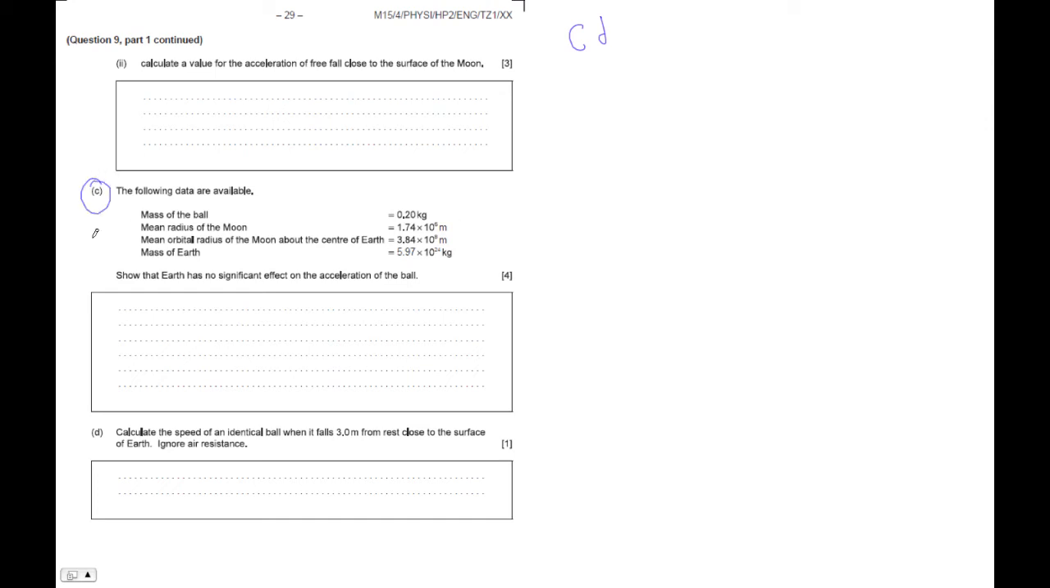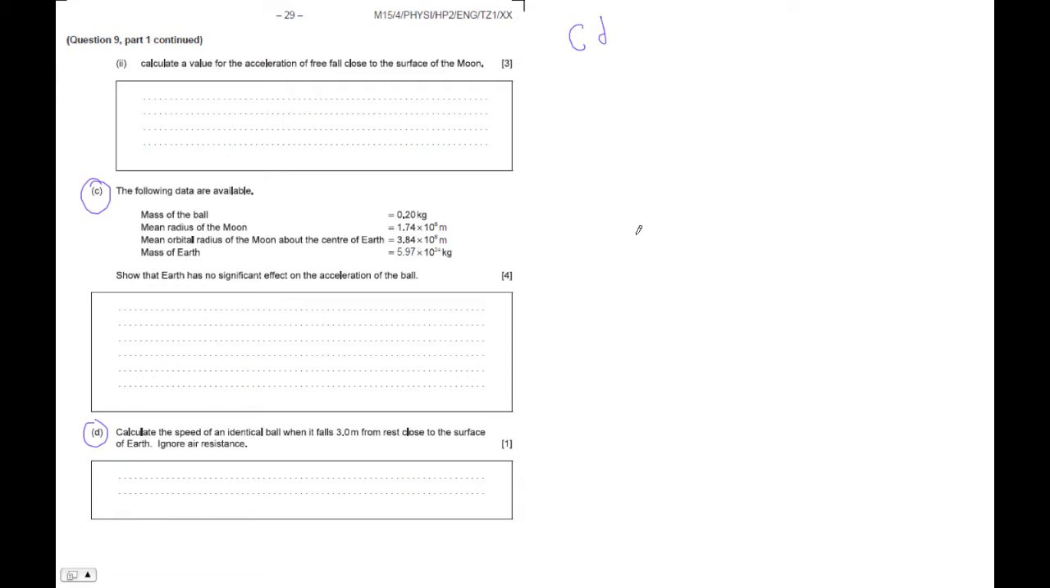So let's look at C and D on this one. The following data are available: the mass of the ball, the mean radius of the moon, but not the mass of the moon, which would have been helpful. The orbital radius of the moon. This is how far the moon is. The mass of the Earth.